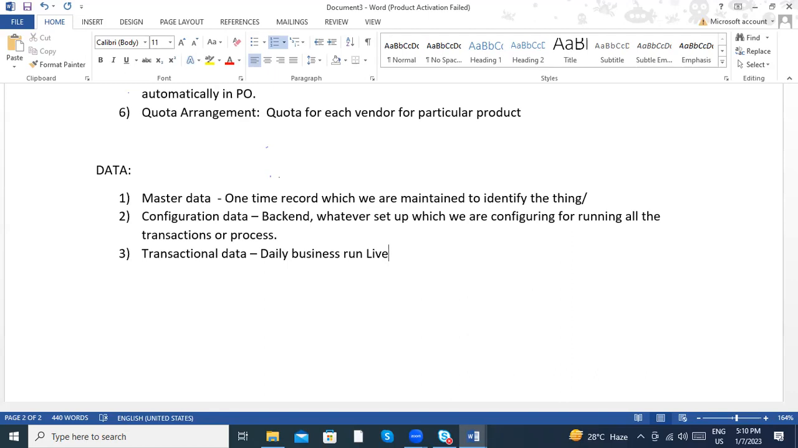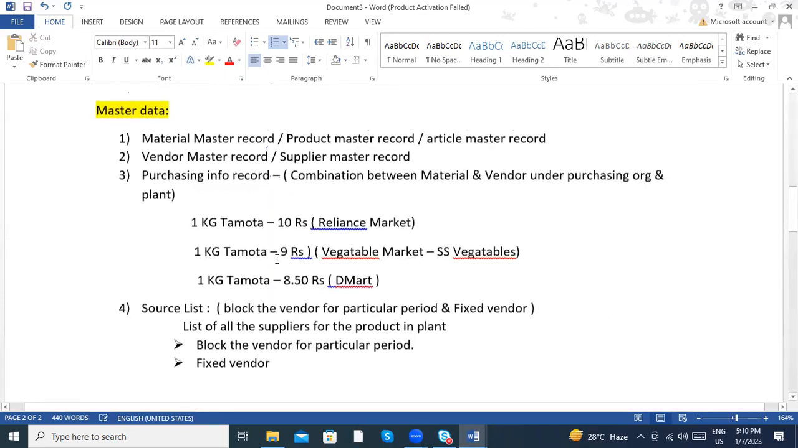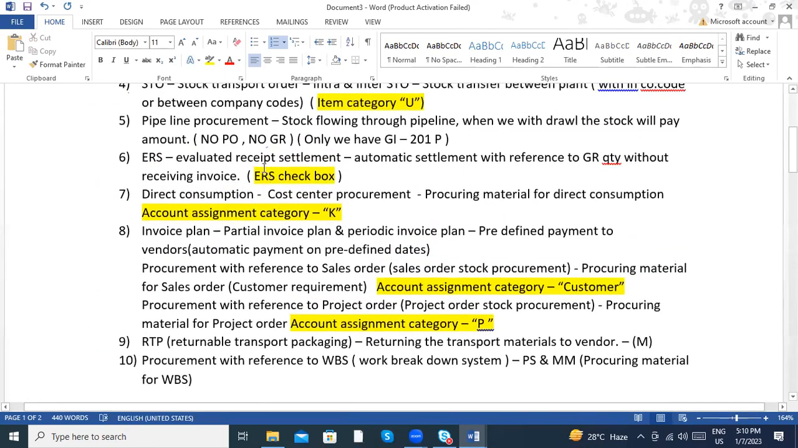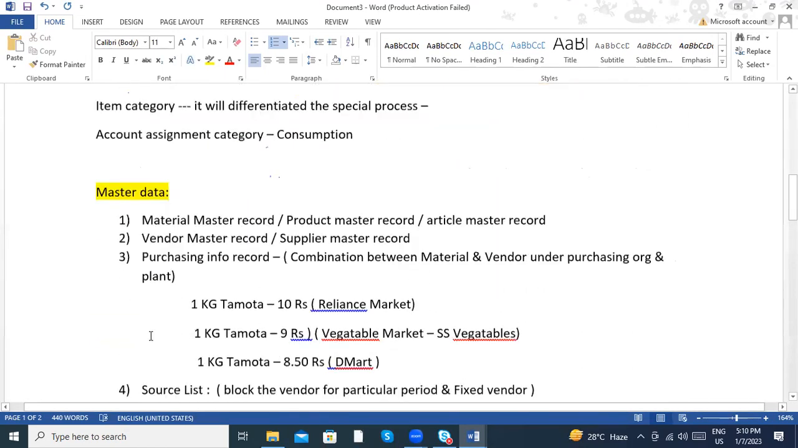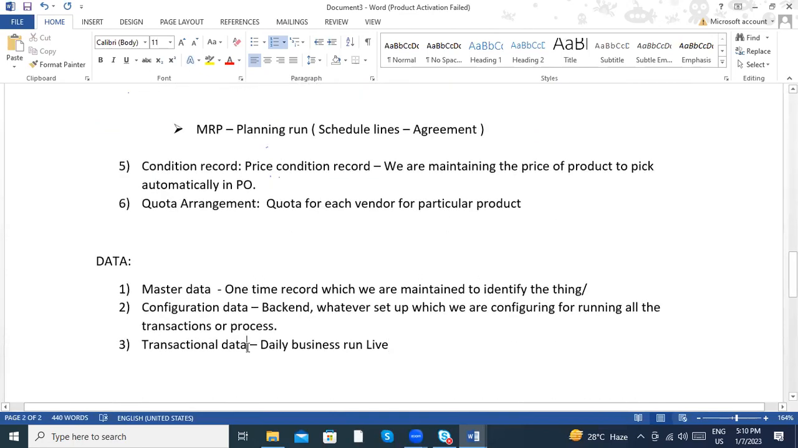All the daily processes we are doing above, with the process steps, all of these come under transaction data. So it is live data. This will be performed by the client side, end users. There will be end users, our core team members, business users, and some business heads.